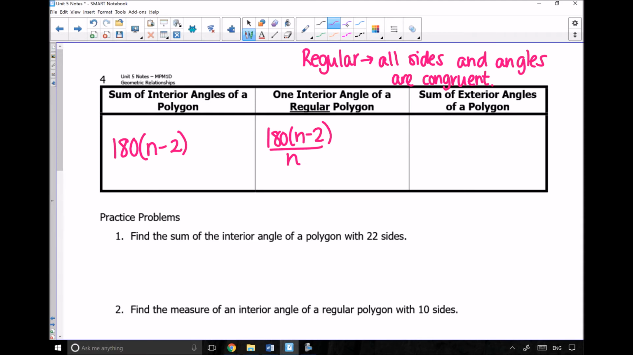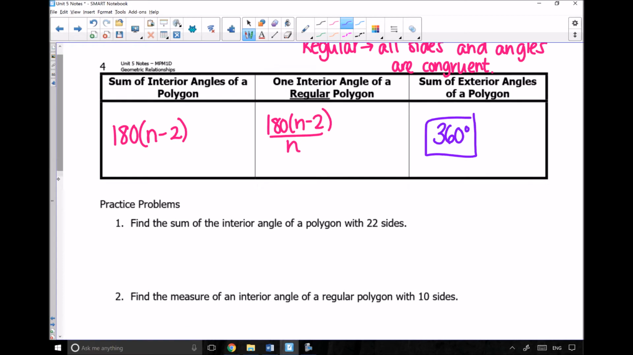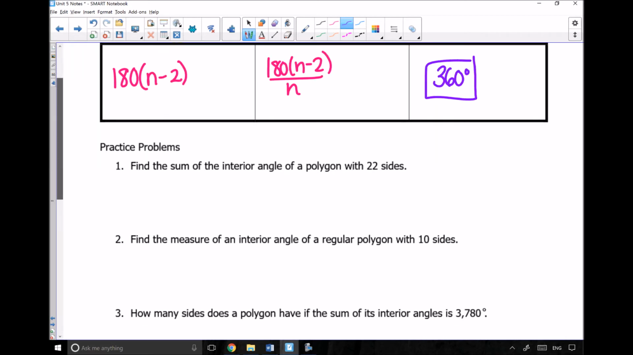And then if you remember when we did our stations, we also figured out that the exterior angles of any polygon will always be 360 degrees. And if you remember, we actually measured all of our different polygons to see what we would get for our exterior angles, and our station told us, we discovered that it will always add up to 360 degrees. So let's go ahead and do some practice problems.